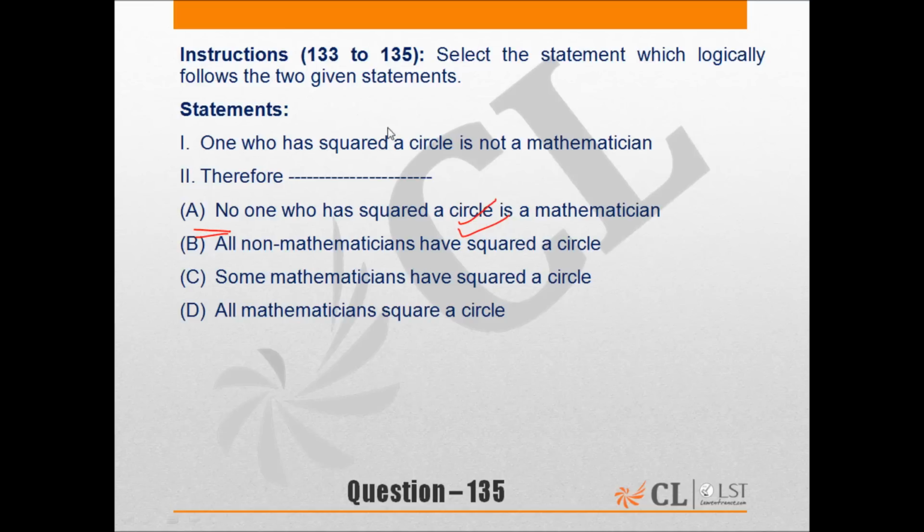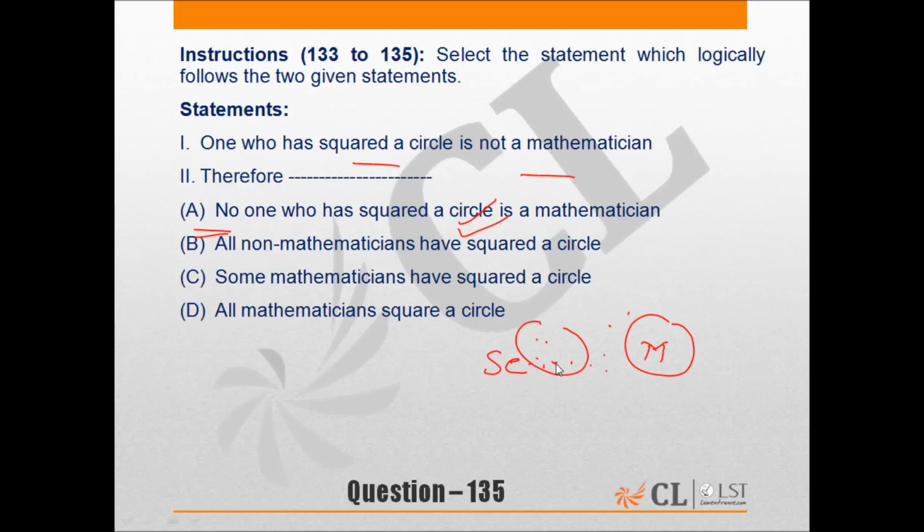Option B says all non-mathematicians have squared a circle. The given statement says those who have squared circles cannot be mathematicians. Let's say this is the set of those who have squared a circle, and this is the set of those who are mathematicians. We know these two sets are separate, but are all those who are non-mathematicians all those people who have squared circles? We have no information about this. Those who are not mathematicians may or may not have squared circles. Both cases are possible. Hence, option B can be contradicted.